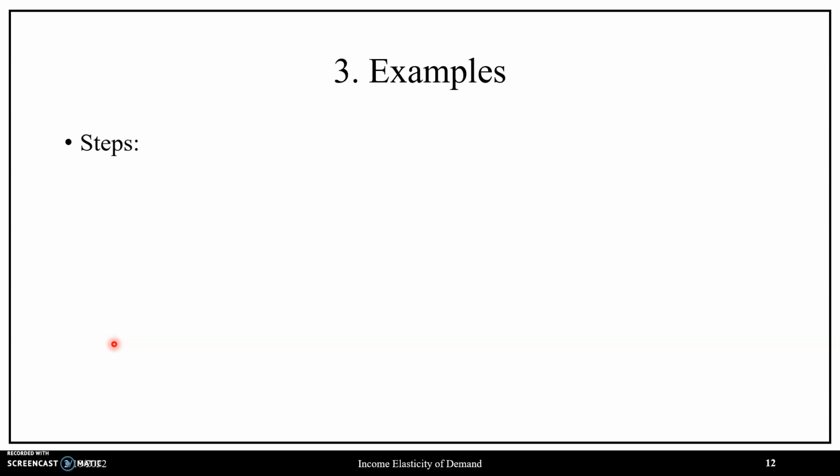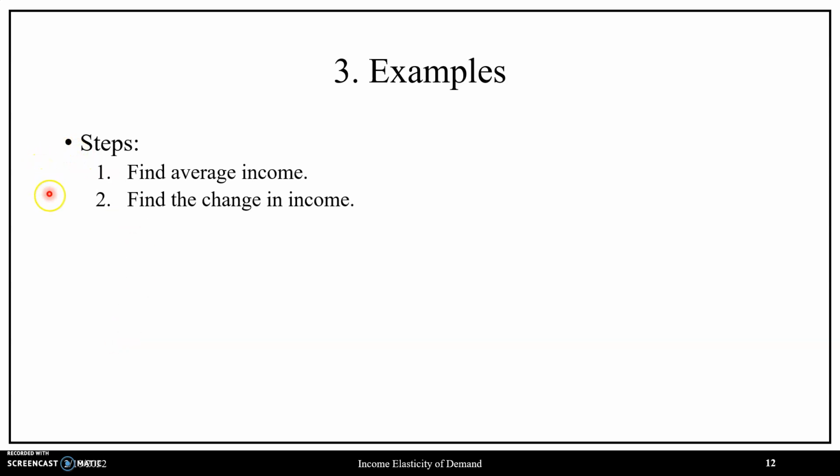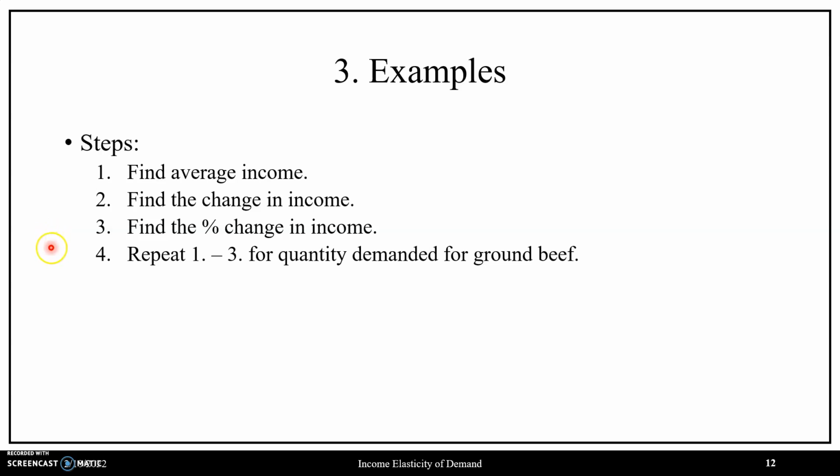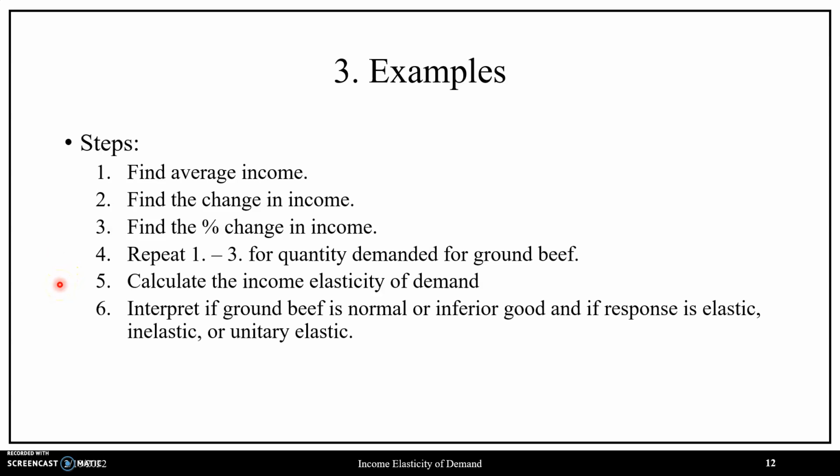It's going to be similar to what we saw with the price and cross-price elasticity of demand, in that first we need to find average income, then we need to find the change in income. This will allow us to then find the percentage change in income, where we will then repeat the steps, but now do this for quantity demanded for ground beef. Then we put it all together to calculate our income elasticity of demand, and then we interpret the good type as well as the response type.